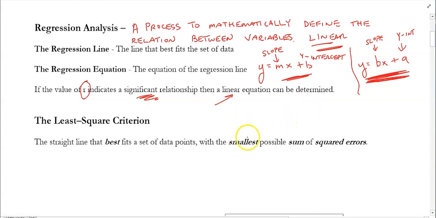Now, what process is used to come up with this line of best fit? It's the least square criterion that's used. And the straight line that best fits the set of data points with the smallest possible sum of the squared errors is the line of best fit. Okay, so what does that mean?